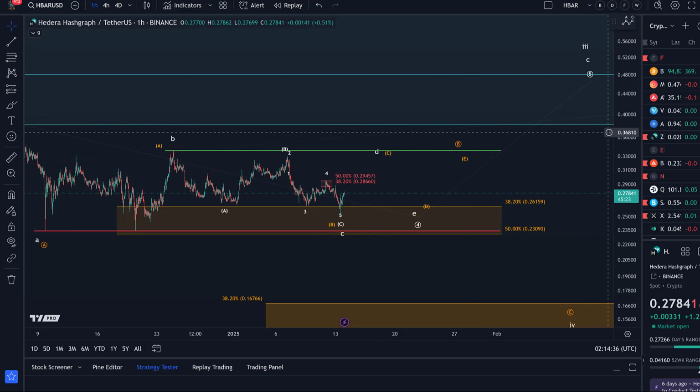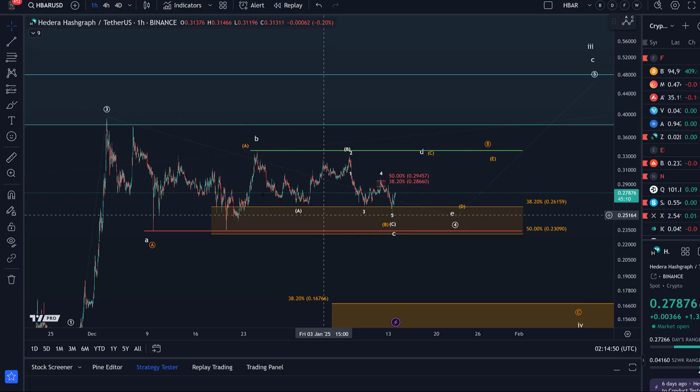So on the HBAR chart, the market is likely still following this Elliott wave triangle. If you watched yesterday's video, then you know that we were watching for the possibility of one more low in wave C of the triangle. Quick reminder, in an Elliott wave triangle, which we're tracking here as wave 4, the wave 4 is being tracked as a triangle.